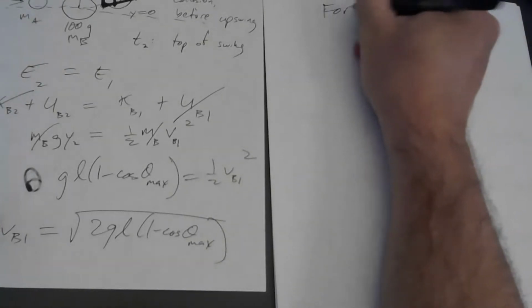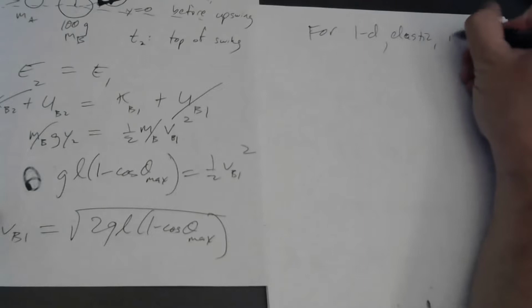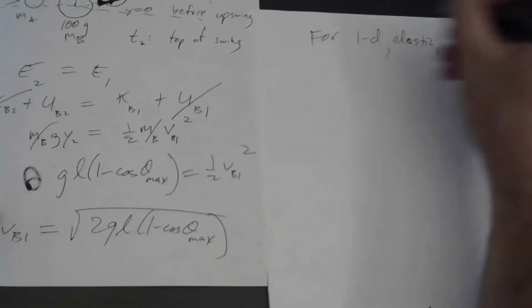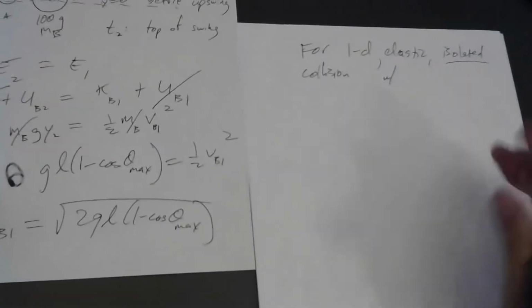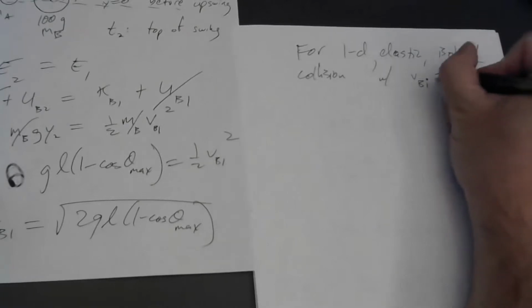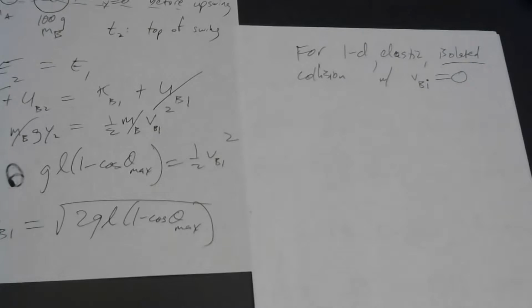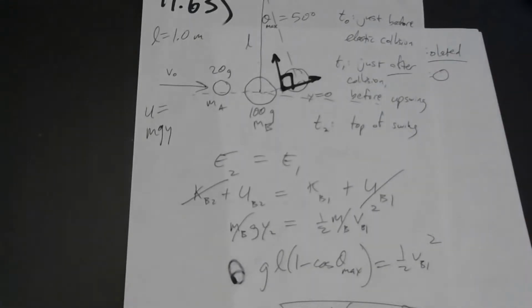So here I'll say for the one-dimensional elastic, isolated, meaning no outside forces, isolated collision, with velocity of mass 1, I'll say initial. I don't want to say 1 because this might confuse you. For this collision, my before and after are times 0 and 1. But when I wrote those formulas down, I think I said times 1 and 2. So you have to reset your use of notation, at least for this particular problem, the way I set it up.